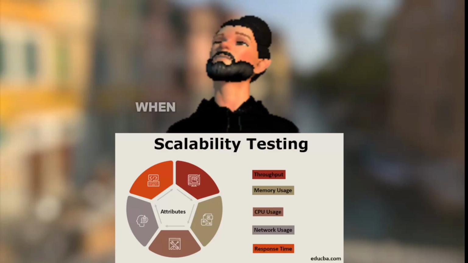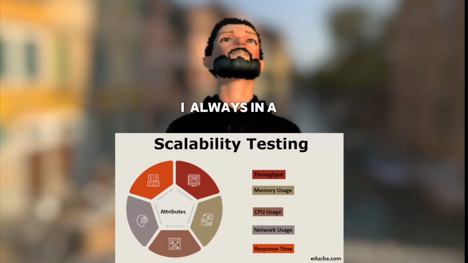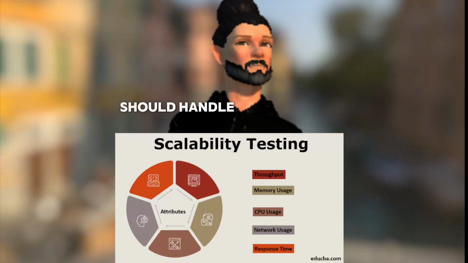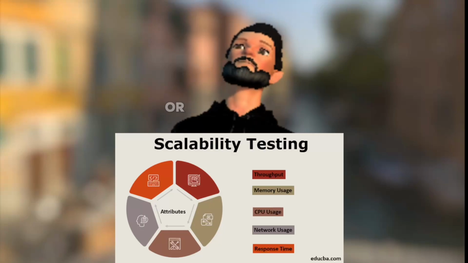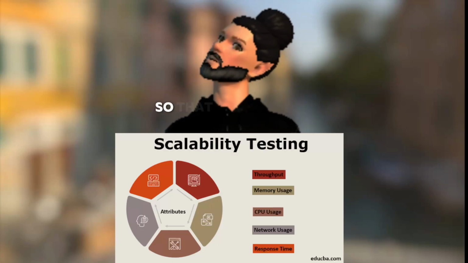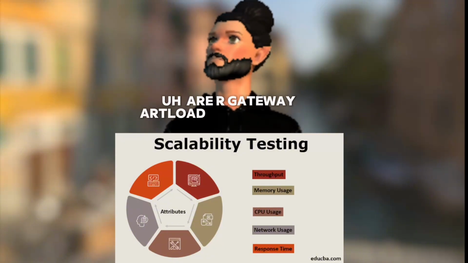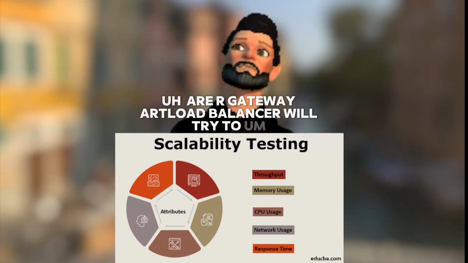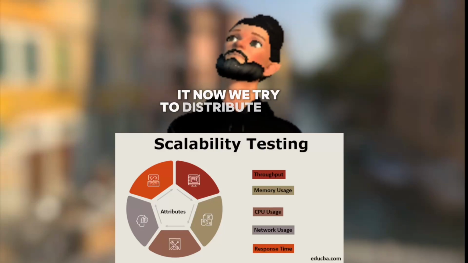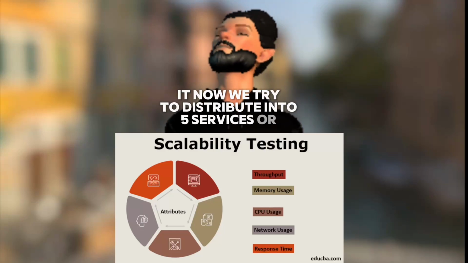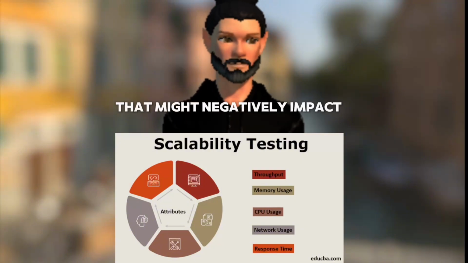When I upscale, what kind of issues happen? I'm always in a positive assumption that when I upscale, it should handle more requests, but it also means there is a cold start of a system. So that might slow you down. Your gateway or load balancer will try to distribute into 5 services, or 6 nodes, or 8 nodes, instead of 4 services. At that time, that might negatively impact your performance as well.